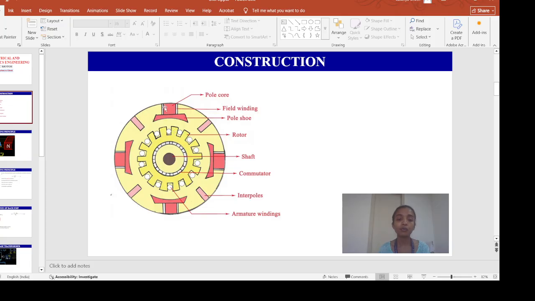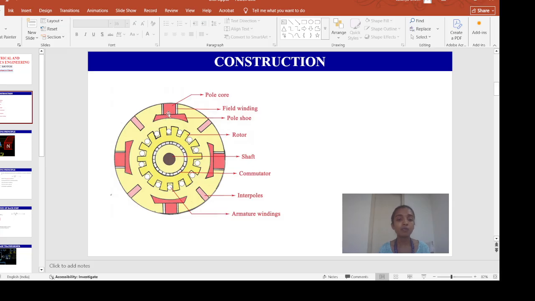Now if you observe these red colored portions, they are the field poles. Now these field poles are made up of special magnetic material, which is the silicon steel. Now this silicon steel provides very high permeability and low hysteresis loss.